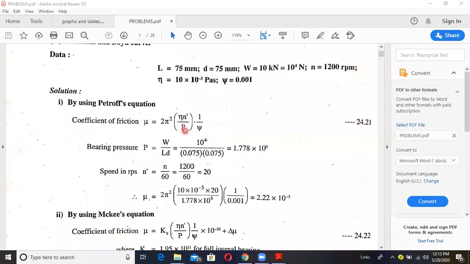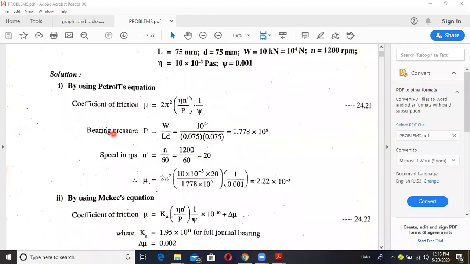So here there are two unknowns: one is the bearing pressure, another is n dash. First we will calculate the bearing pressure. The formula is P is equal to W divided by L into D. Substitute W, L and D, and we will get the pressure. Here we convert length and diameter into meters, so we get pressure in Newton per meter square. Next we calculate n dash, the speed in RPS.